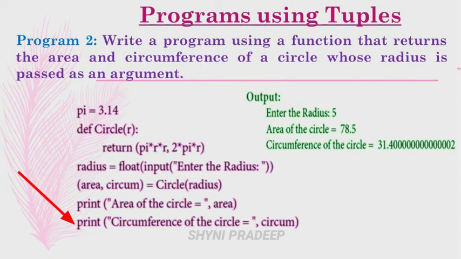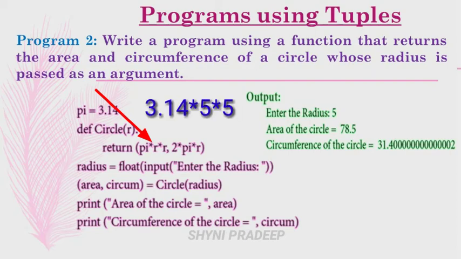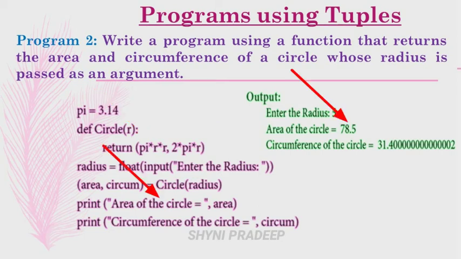You have to calculate these formulas. Okay. So area formula is what? Pi into r into r, and circumference formula is 2 into pi into r. So enter the radius. You are entering the value 5 for radius. So calculate the area. Pi into r into r, which means 3.14 into 5 into 5. What is the answer? 78.5.